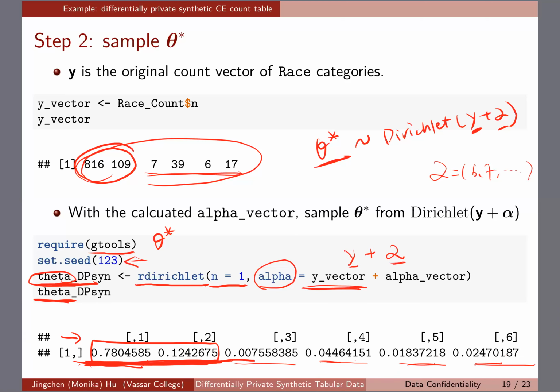So what I want to draw attention to, staying on this slide, is that alpha, you can think of as uniform because we set each of the alpha elements to be the same. But as we know, the posterior is a prior combined with the data. And the data, of course, is telling us the first 2, especially the first category, is heavily populated. So it's going to be reflected, of course, in the theta, even after we add the differential privacy guarantee. Okay, so this vector is the vector of probabilities that we're going to generate our y star from.